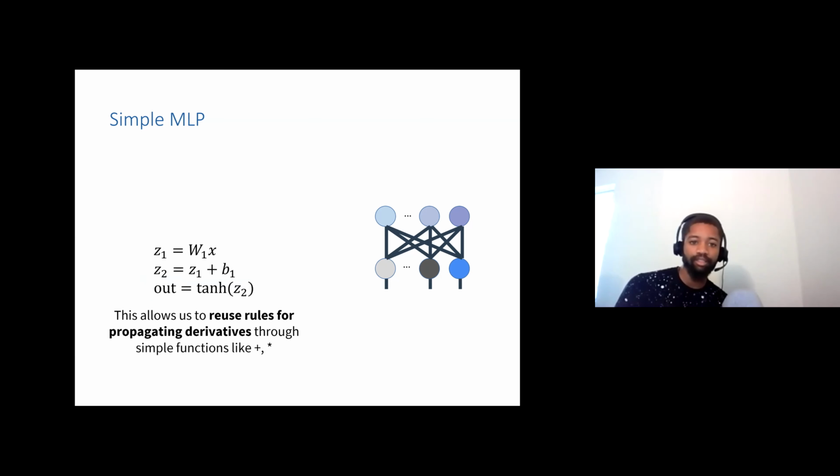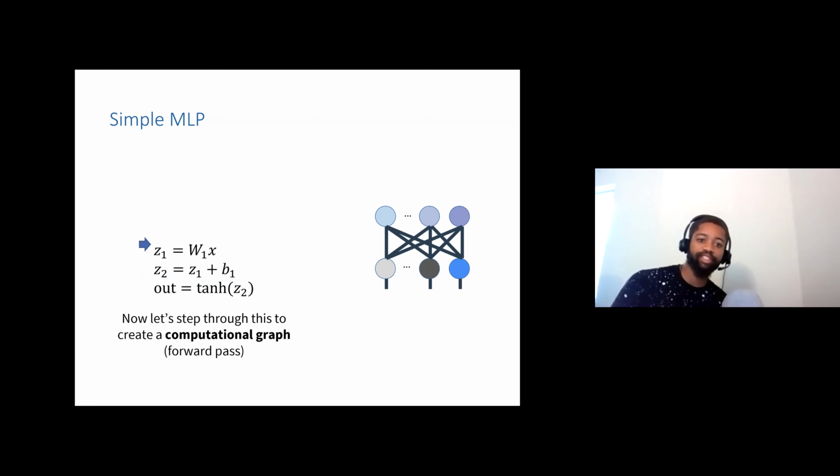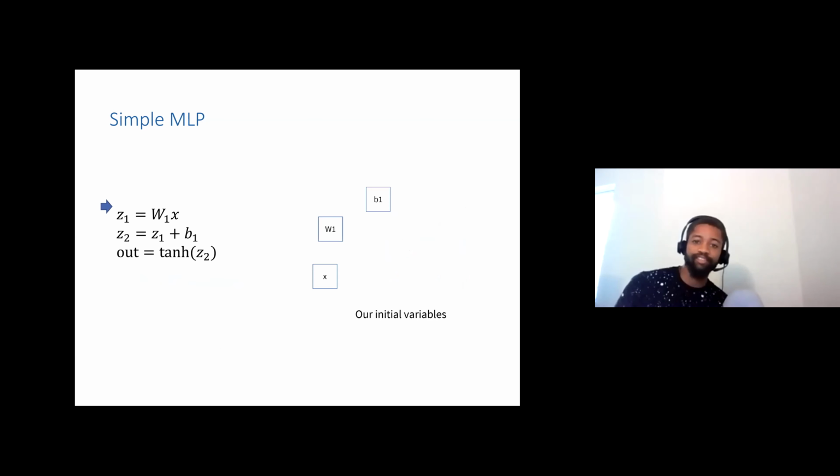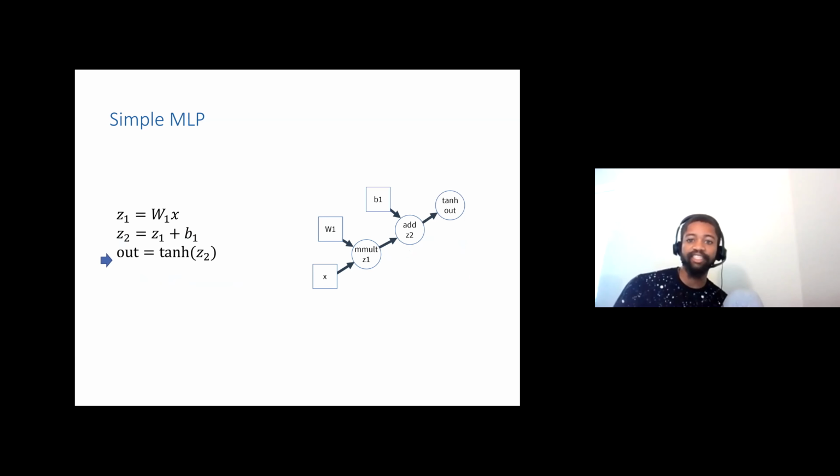So now we're going to step through this code to create a computational graph, and this is kind of a forward pass. So first we'll initialize our variables, so x, and then the weights and the biases. We'll perform this first matrix multiply, and then this next addition, and then this tanh. And so now we kind of have our computational graph. And then this is just kind of a key.